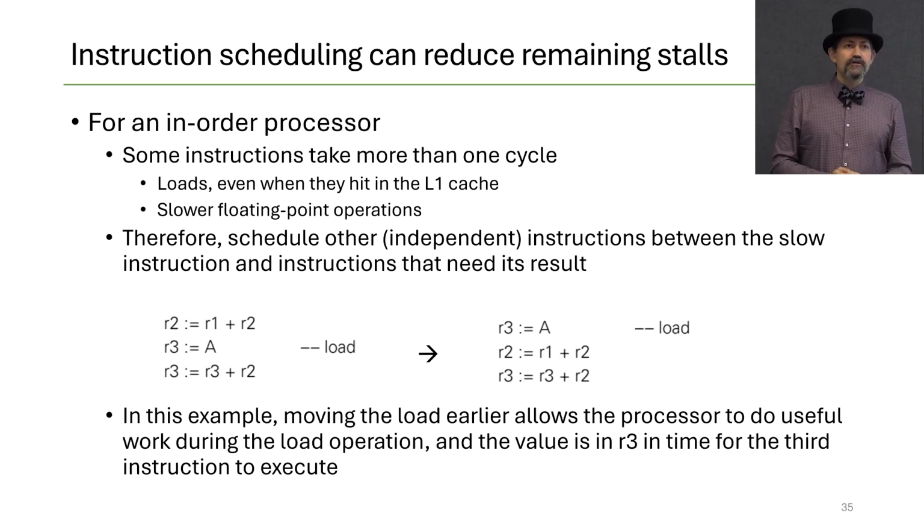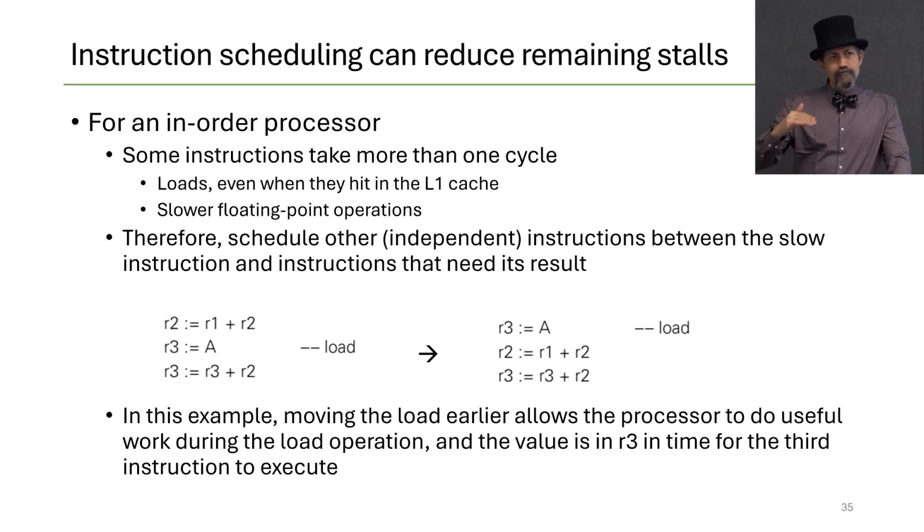So what we can do is schedule other independent instructions between the slow instruction and the instructions that need its result. So for example, let's look at this program. Here we're adding R1 and R2, storing it in R2. We're loading A into R3, and then we're adding R2 to R3. In this example, the load of A is used by the very next instruction. And so there is likely to be a processor stall.